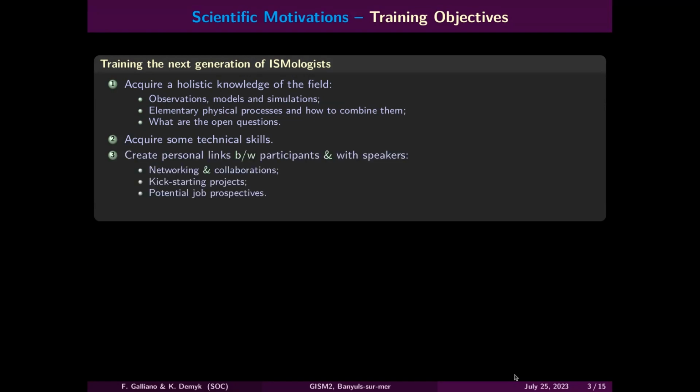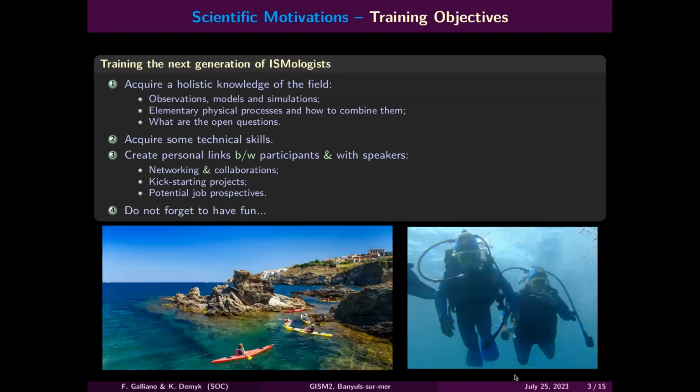And also one important aspect is to try to create some links between people here, participants, and also with speakers, everyone, to eventually lead to collaboration, potentially kickstart projects and job perspectives. All these kinds of things are more on the social interaction part, but that's quite important. And do not forget to have fun. And I don't mean only fun outside. You should have fun here too, learning all this stuff, because it will be fun.